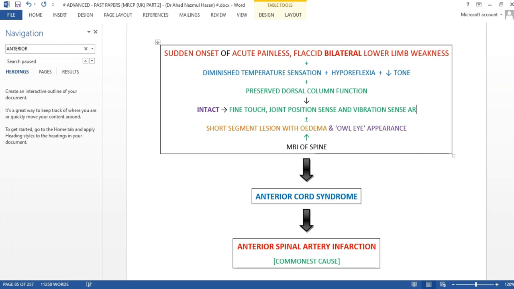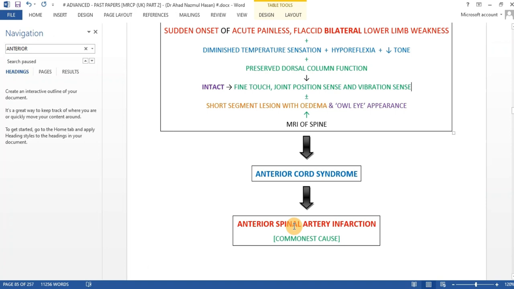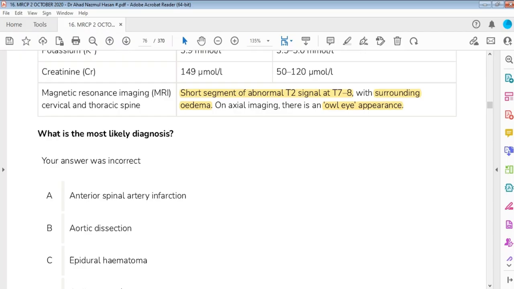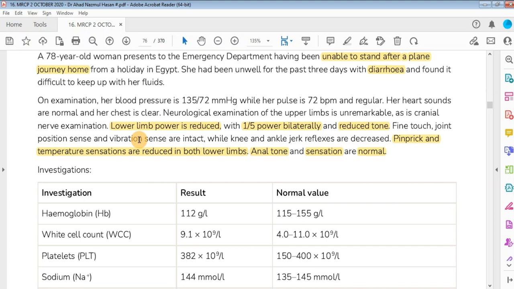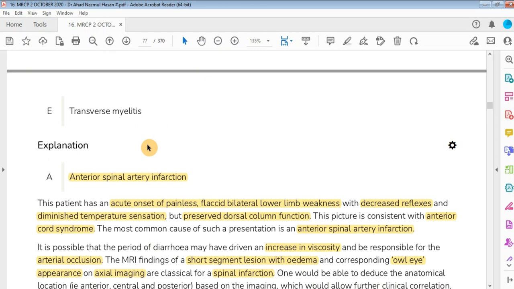And the patient will have the intact fine touch, joint position sense and vibration sense, with a short segment lesion with edema and owl eye appearance on the MRI of the spine, which points toward the anterior cord syndrome. And anterior spinal artery infarction is one of the commonest causes of anterior cord syndrome. So since this patient has a very sudden onset and the dorsal column here is intact, it cannot be Guillain-Barré syndrome. So the most likely diagnosis is the anterior spinal artery infarction.